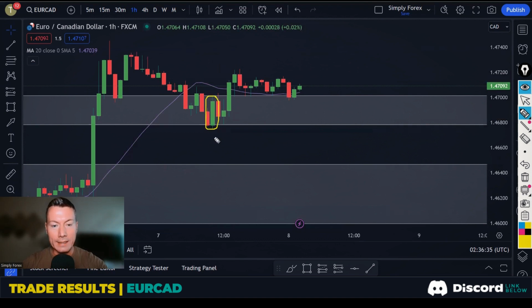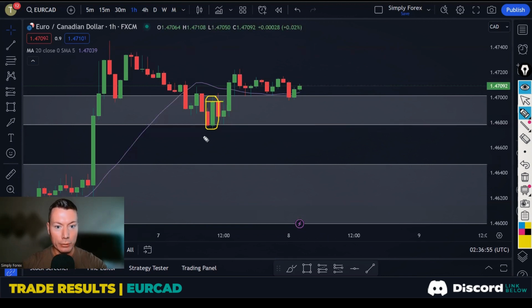That was the one to enter, and I didn't take this trade because I was already in pound Canadian dollar. I mentioned this on my VIP Discord. They're highly correlated, so trade the one that gives you the best setup. Pound Canadian dollar gave me the best setup, but this is still a good setup.